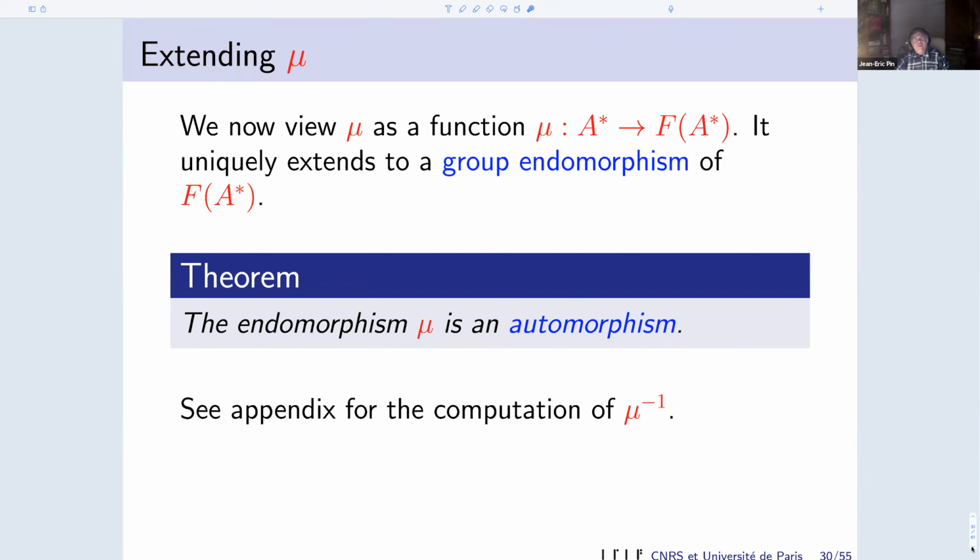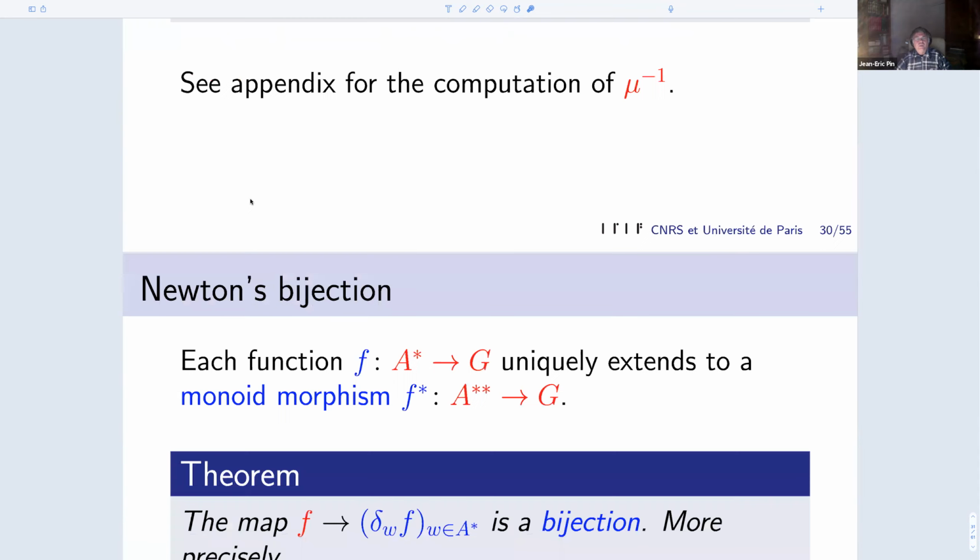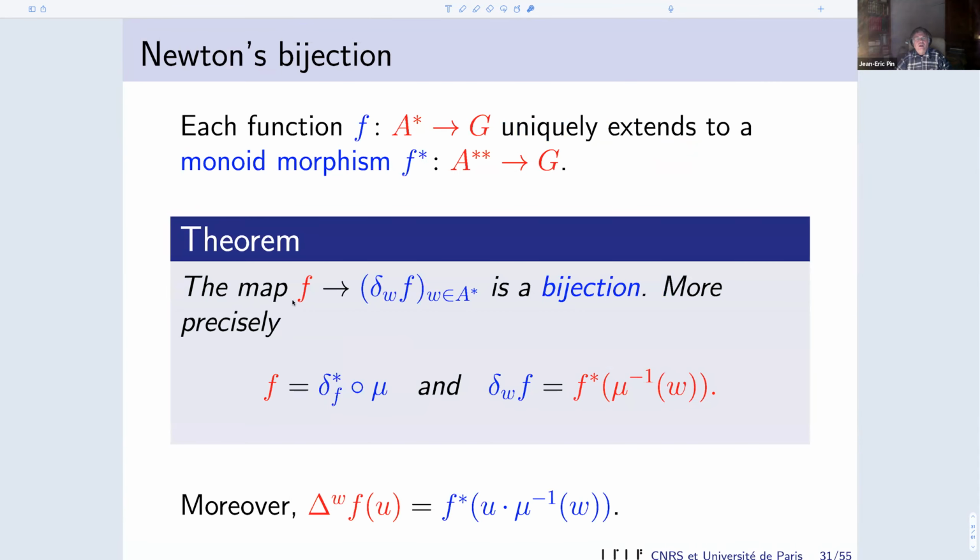Okay, so now Newton's bijection becomes this. It tells you that, just like in the commutative case, the map F to a family of elements of G indexed by A star, this is a bijection.